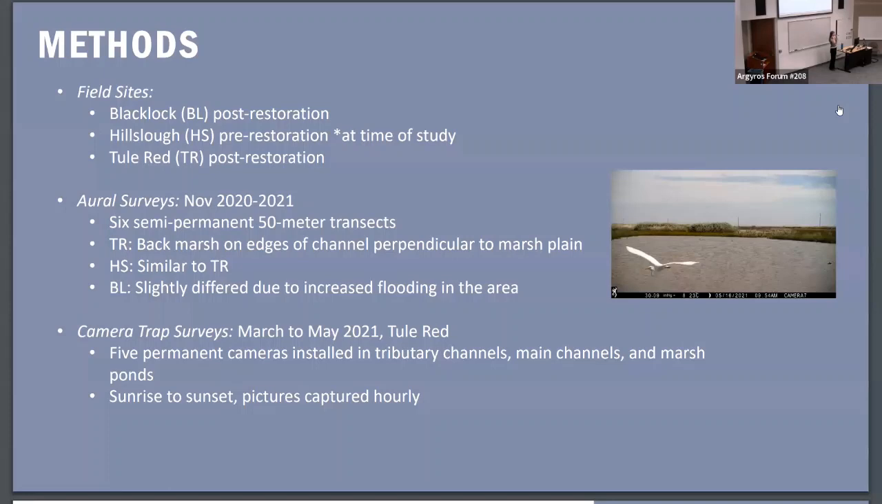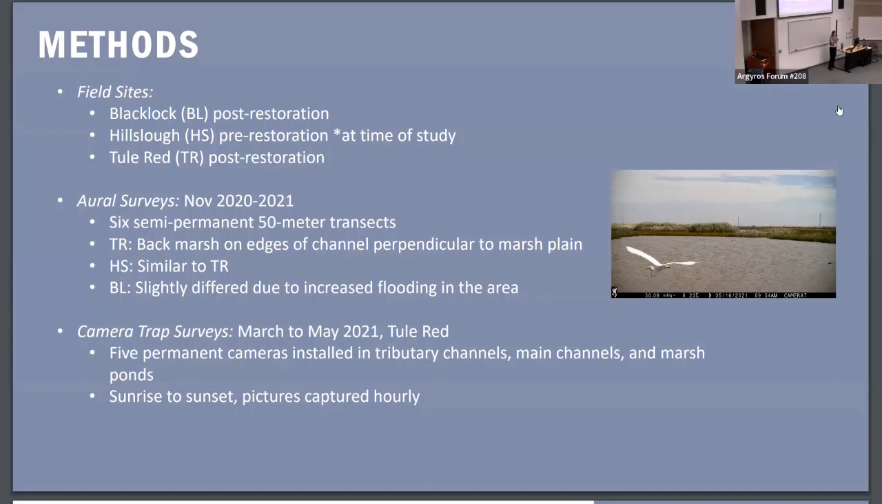So we did two different types of surveys to get this data. We did an aural survey between November of 2020 and 2021. We set up six semi-permanent 50-meter transects along the back marsh on the edges of the channel, perpendicular to the marsh plain. Two researchers went out and started walking along the transect, and every 10 meters they stopped along the transect tape and listened. Aural just means that you're listening and hearing and observing. So super, super cool stuff.